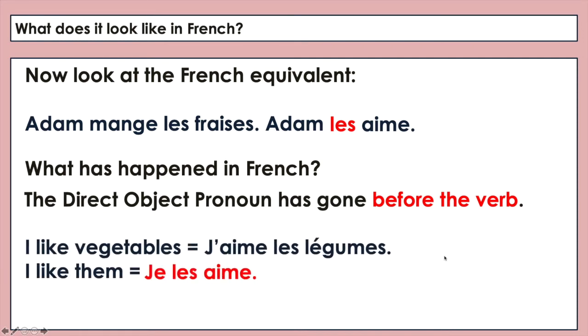So I like vegetables, j'aime les légumes, becomes I like them, je les aime. So we've got rid of the word légumes in the vegetable sentence, and we've taken the word for them and put it before the verb. So that's the wee difference between the French and English for direct object pronouns.